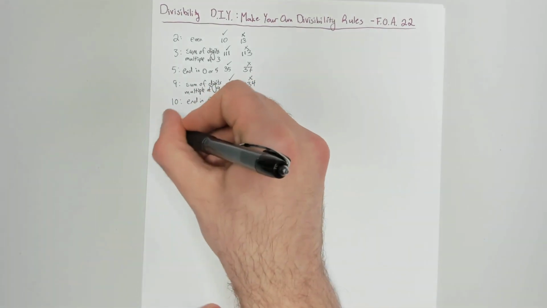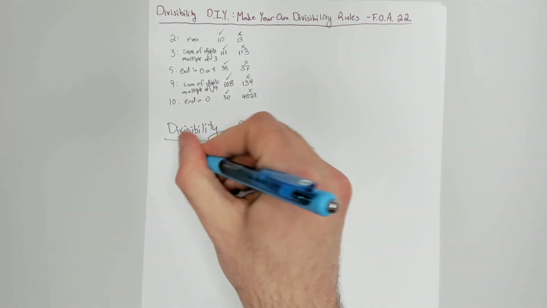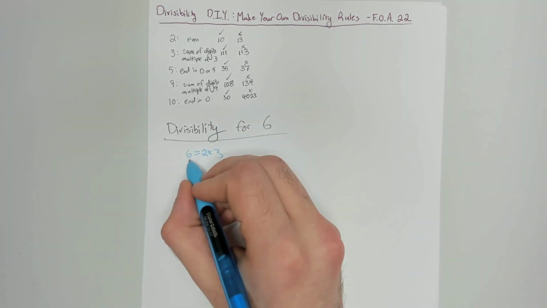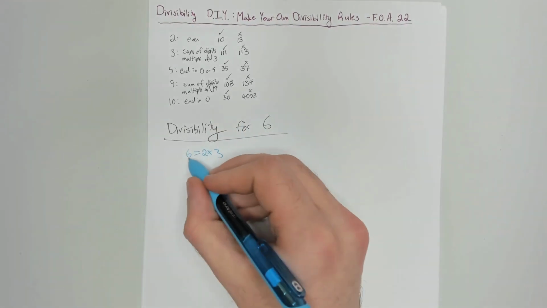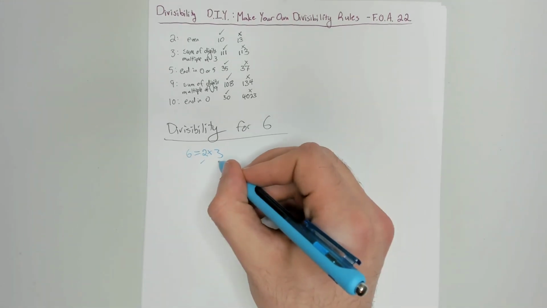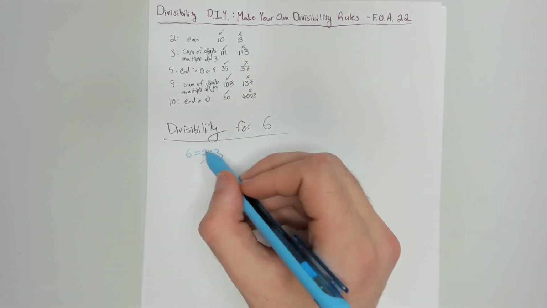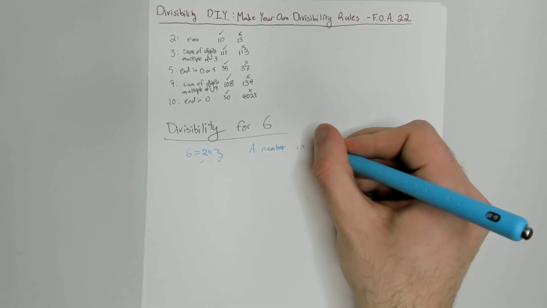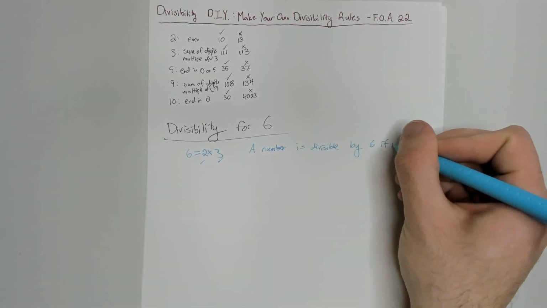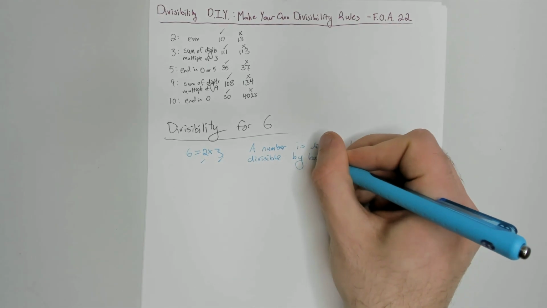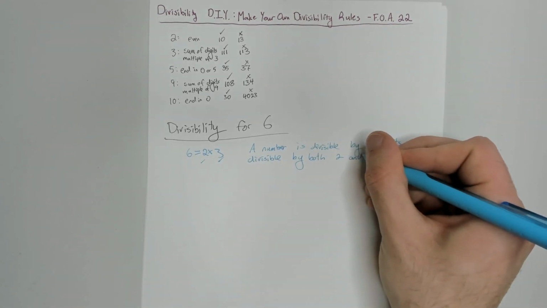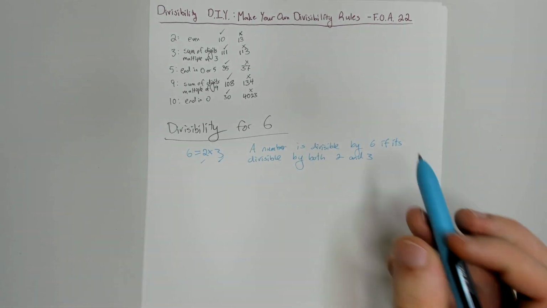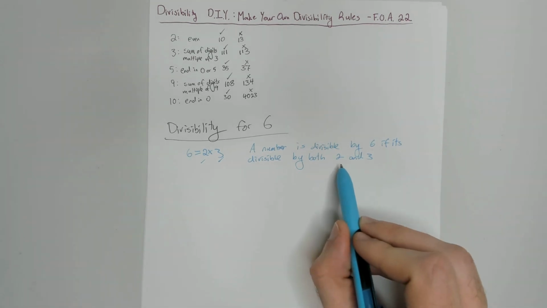So we'll start with the divisibility rule for 6. We know that 6 is 2 times 3, that's its prime factorization. And since 6 equals 2 times 3, that means that 6 is divisible by 2, and it also means that 6 is divisible by 3, right? So to make a divisibility rule for 6, we can say that a number is divisible by 6 if it's divisible by both 2 and 3. Since 6 is 2 times 3, a number is divisible by 6 if it's also divisible by 2 and 3.